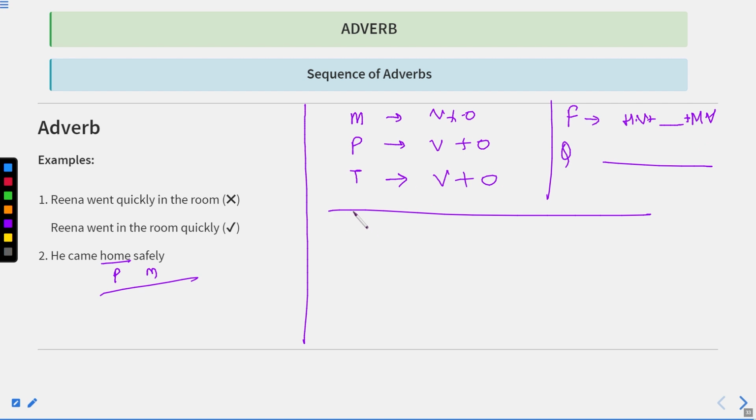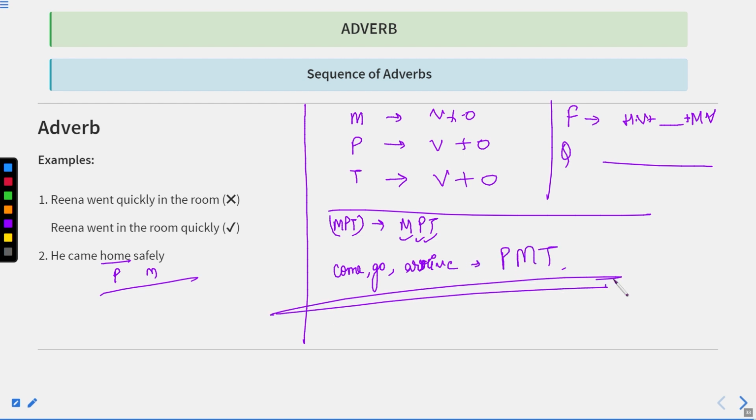However, if we talk about all these three together, there is MPT together, in this section we should follow the same rule, that is MPT. That is, first of all, we should have manner, then place, and then time. And if we have verbs like come, go, arrive, we should follow a sequence, that is place, manner, and time. Okay, so PMT. So all these are the positions of adverbs. Okay, so we should always keep this in mind.